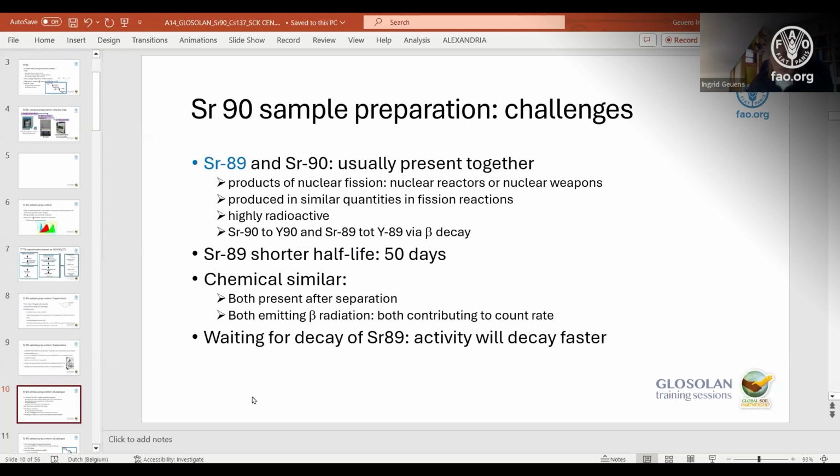If you do fresh sampling, they're chemically similar, and both are present after separation. There is no way to separate those isotopes. Both are emitting beta radiation, so they're both contributing to the count rate. So if you don't know, you have to assume that both are present. Of course, you can wait a little bit for the strontium-89 to decay, as its activity will decay much faster, and then you're sure that you only measure the strontium-90, if that's important.